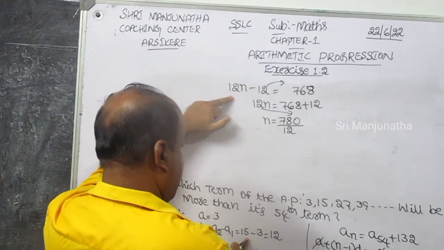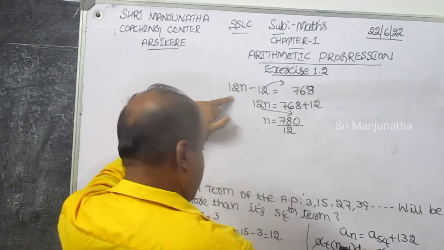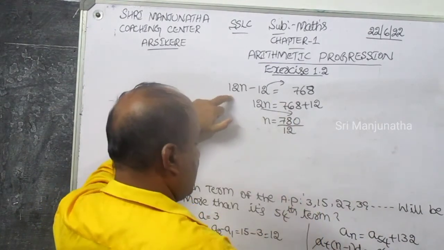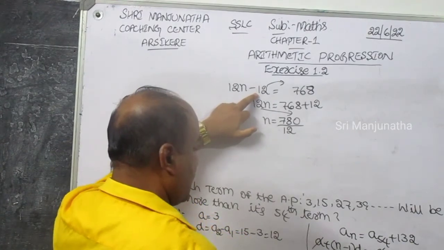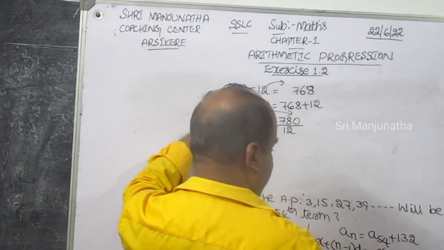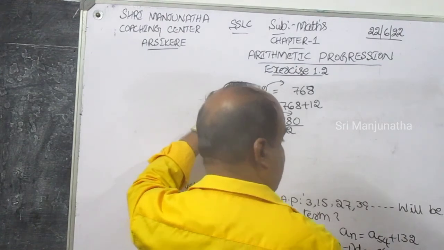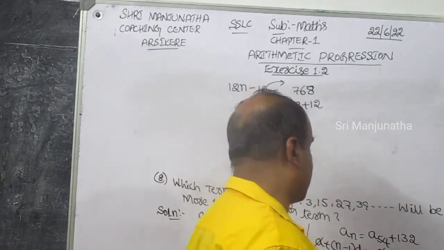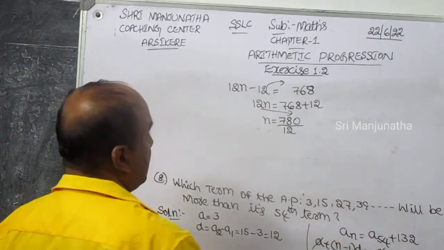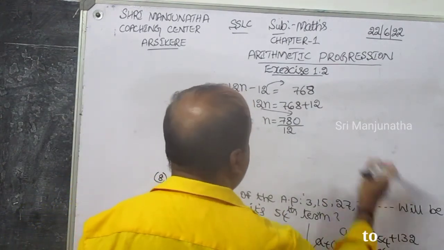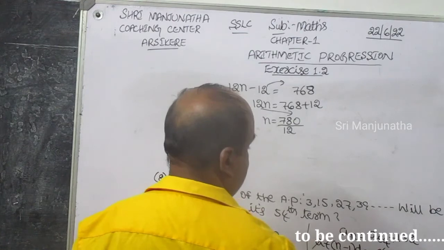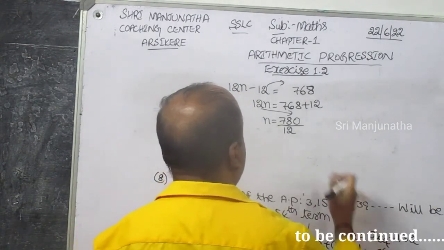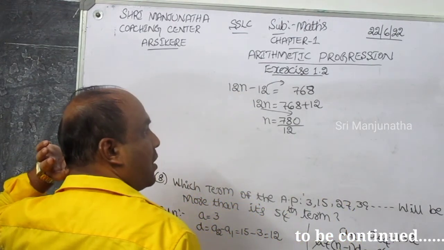15 minus 3 is equal to 12. 12 into n, 12n. Yes, 12 ones are 12, equals 636. 12 3s are 36, 3 carry. 12 5s are 60 plus 3, 63, plus 132. Then 6 plus 2, 8. 3 plus 3, 6. 6 plus 1, 7. You have to divide it. Is it divided or not? I have to check.